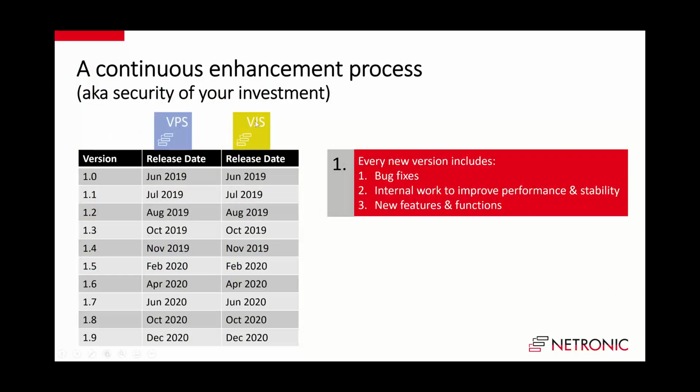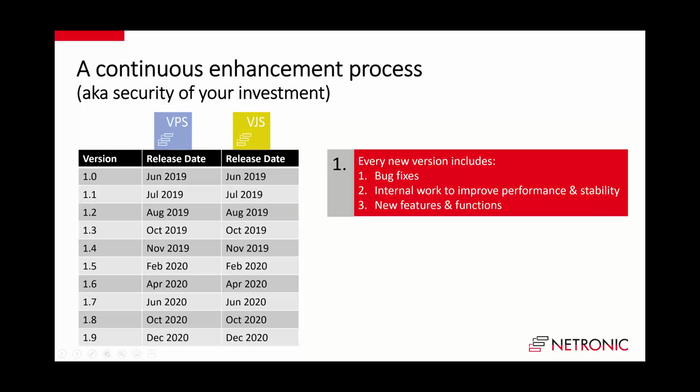And now let's talk about VPS and VJS. Both VPS and VJS are products where we are really following a continuous enhancement process. So we released both products now 1.5 years ago in June 2019 with the version 1. And since then, we came up with a couple of new versions, initially in very short cycles.